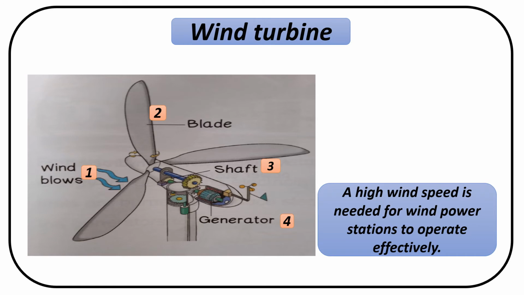When the blades turn around at a high speed, okay? They spin the shaft, which spins the generator. The shaft spins the generator, okay? Then the generator generates electricity. Do you understand? Thank you.